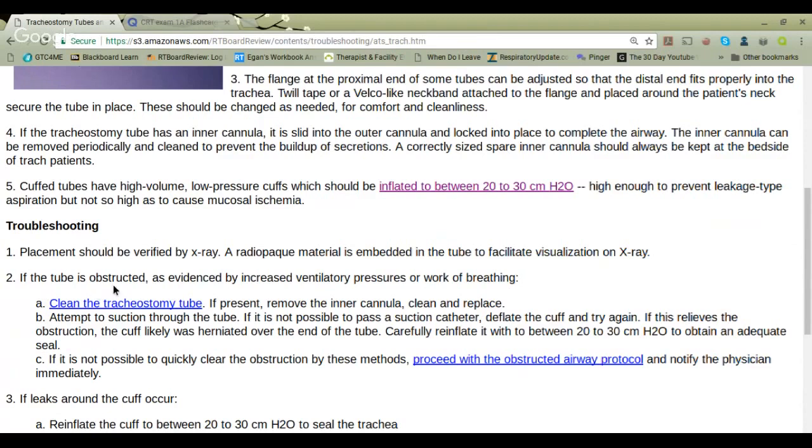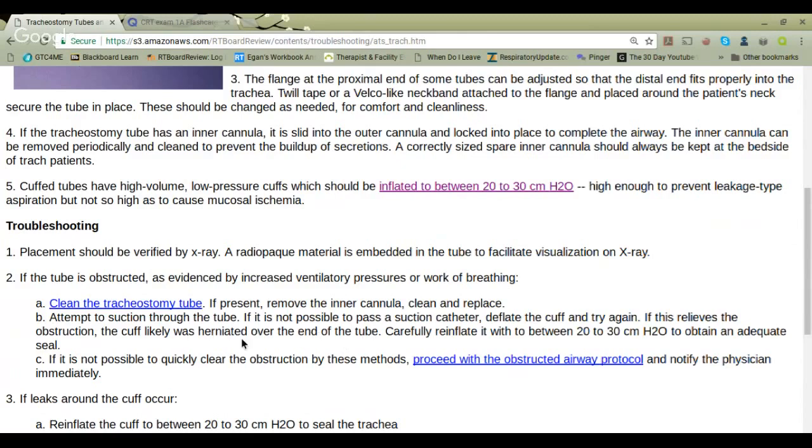If the tube is obstructed, as evidenced by increased ventilatory pressures or work of breathing, step 1, you clean the trach tube. If present, remove the inner cannula, clean and replace it. Number 2, you attempt to suction through the tube. If it is not possible to pass the suction catheter, deflate the cuff and try again. If this relieves the obstruction, the cuff likely was herniated over the end of the tube.